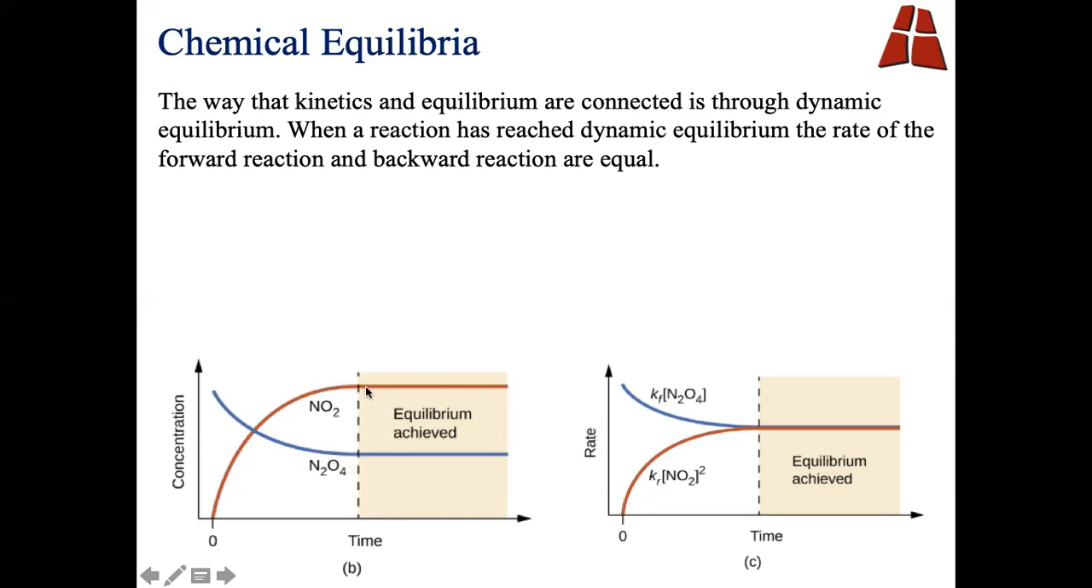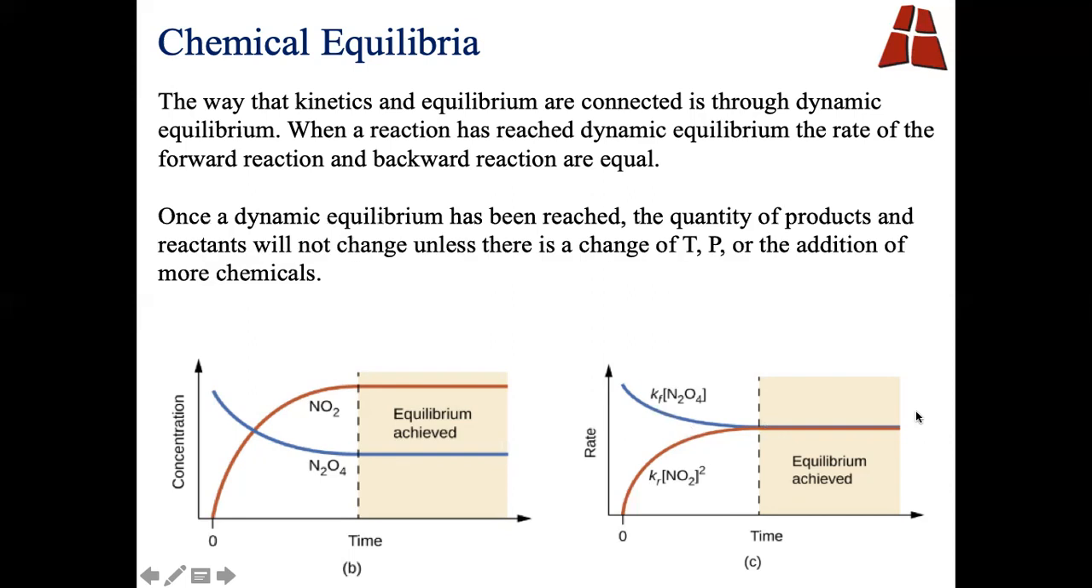You'll see that we have some amount of each of our products. And then again, once equilibrium has been achieved, that just means the rates are equal. So we would designate that with our lowercase f right here for our forward reaction, lowercase r, kr for our reverse reaction. Those rates are also equal.